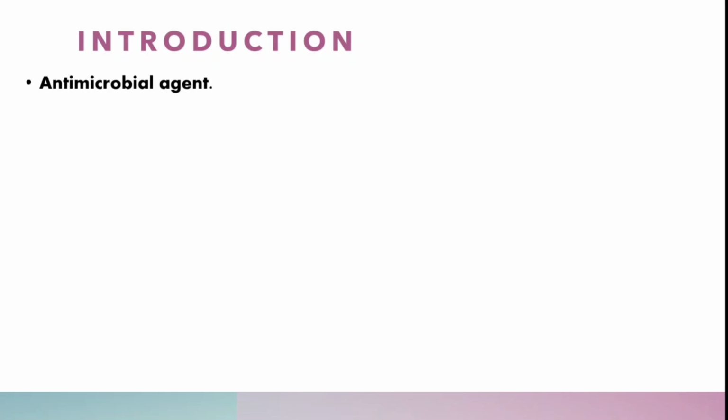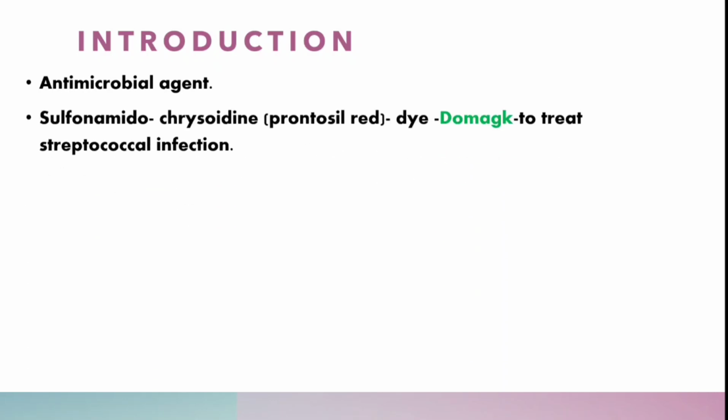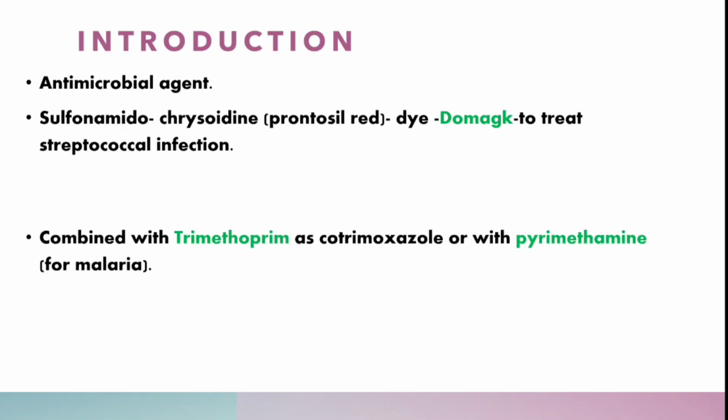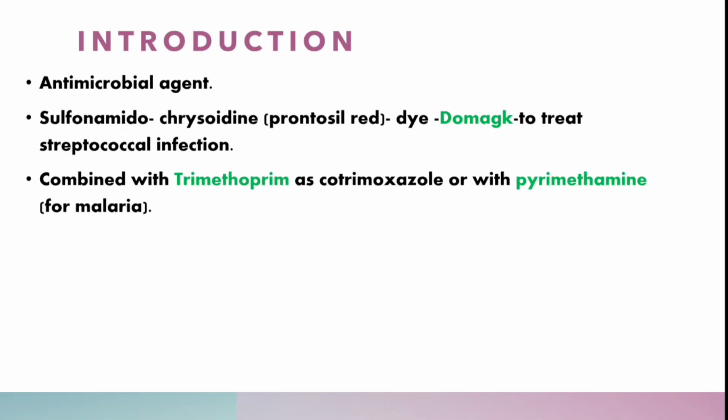Sulfonamide is considered an antimicrobial agent. When we talk about its history or evolution, it was discovered by Domagk, in the form of a dye called sulfonamidochrysoidine or prontosil red, which was identified to treat streptococcal infections. Sulfonamide can be combined with trimethoprim to form cotrimoxazole, and also with pyrimethamine, which is used for the treatment of malaria.